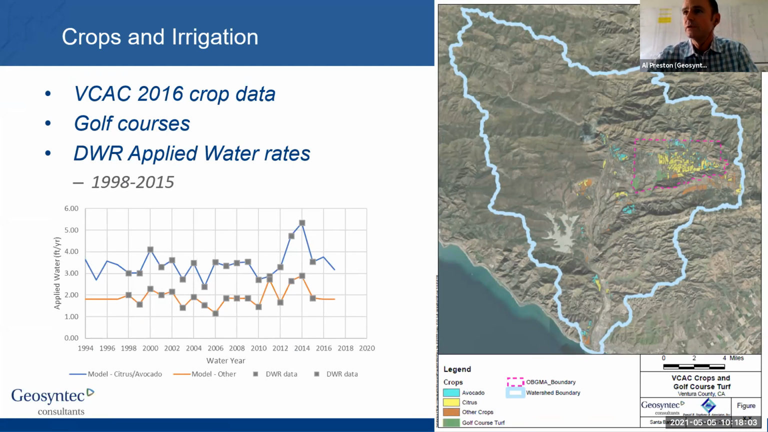And then we used Department of Water Resources applied water rates, and that's shown here, to come up with the amount of applied water in feet per year for the different crop types. And you can see there's quite a bit of variation from year to year, depending whether it was a wet year, in which case they may not need as much water, or whether it was a hot, dry year, in which case they may need more water. So we use these to put on an amount of irrigation that varied from year to year. And we used ET calculations to also vary the irrigation by month within each calendar year.